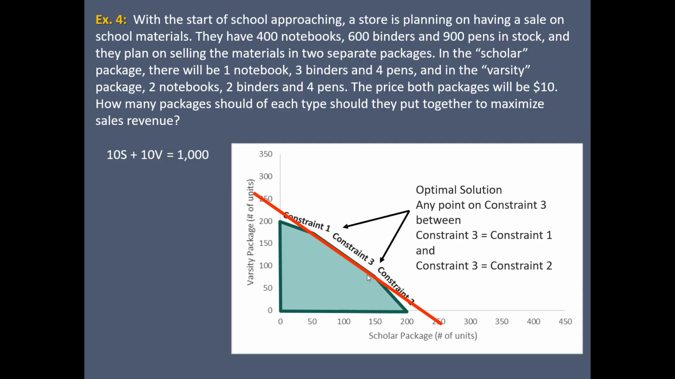Okay, we still have a solvable problem. We can still find the maximum sales revenue. We can still find an optimal solution. There's just more than one optimal solution. But no matter which one I choose, I will still end up with the exact same maximum sales revenue.